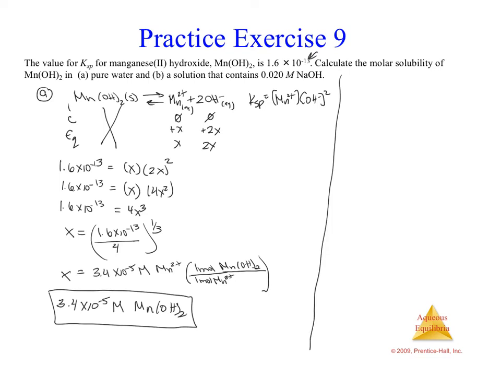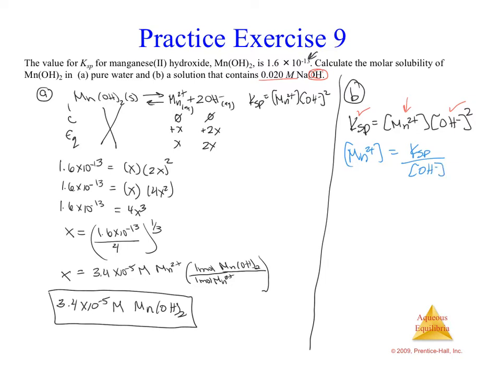Let's look at part B, if it's in NaOH. In part B, I know my KSP value and my expression, because we wrote the reaction down in A: Mn2+ times OH minus squared. I know my molarity of hydroxide is 0.02. So then we can just solve for the manganese. We do not need to use an ICE table for this problem. Rearranging, Mn2+ equals KSP divided by OH minus squared.